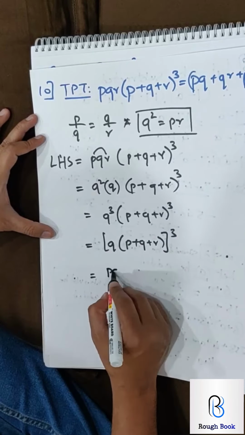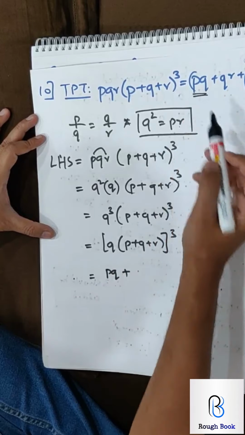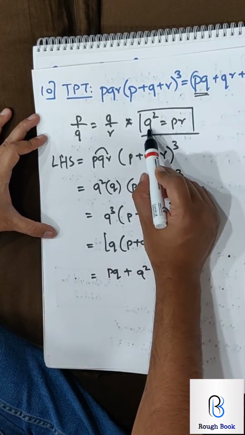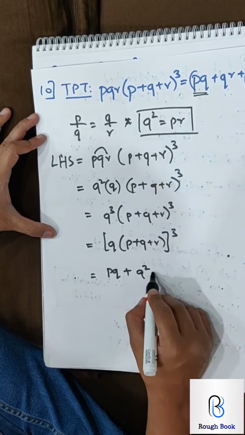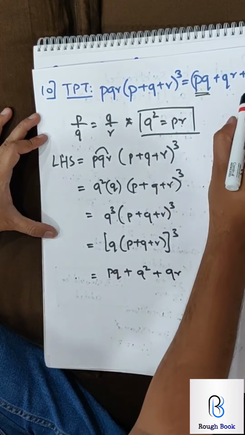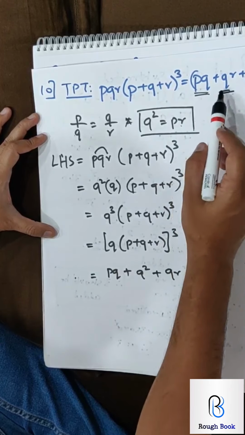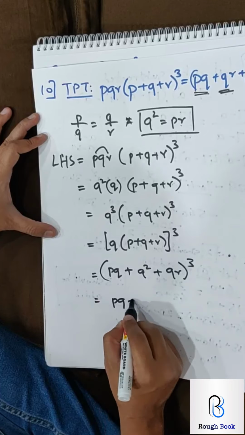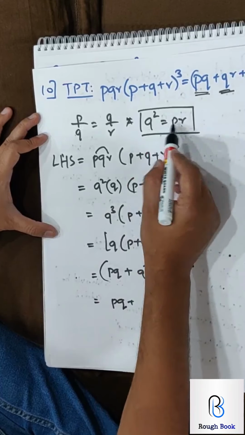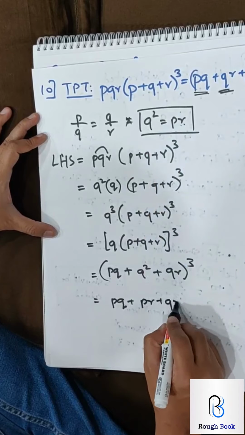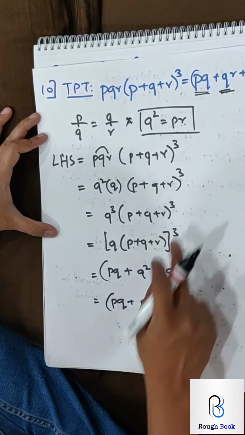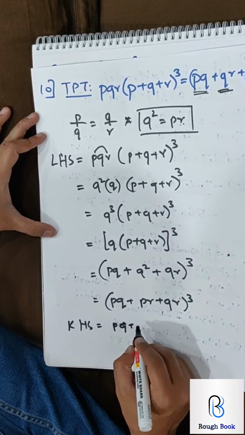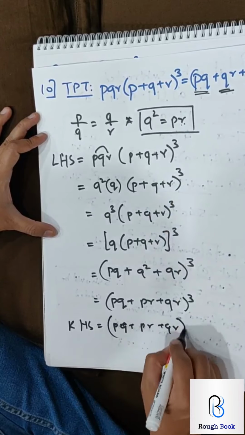Open the brackets. PQ. Wow, we already reached the first part. Q square, not there, but I have the term, that is Q square can be written as PR. QR, that also is there over here, QR. So I got the first and the second, the whole Q. PQ, Q square, I am writing it as PR plus QR. Yeah, now we matched our RHS. So I can say RHS is also the same, PQ, PR, QR, the whole cube.